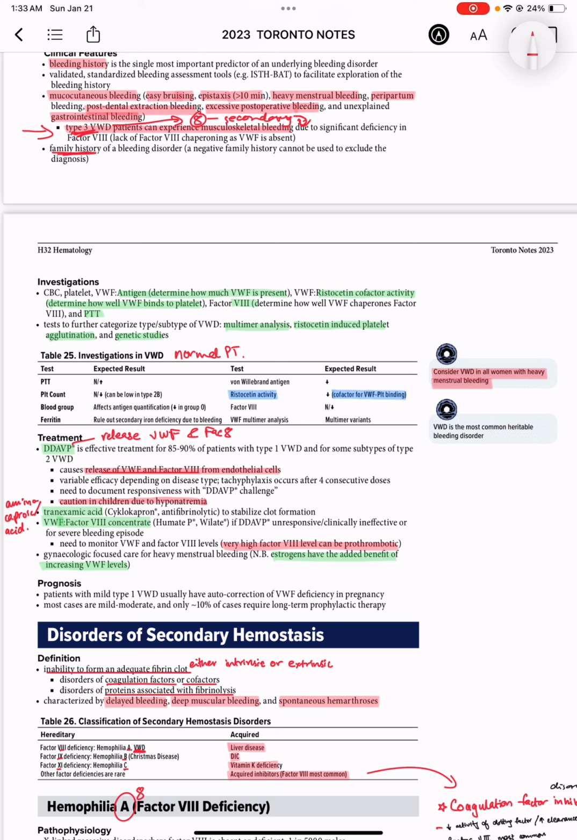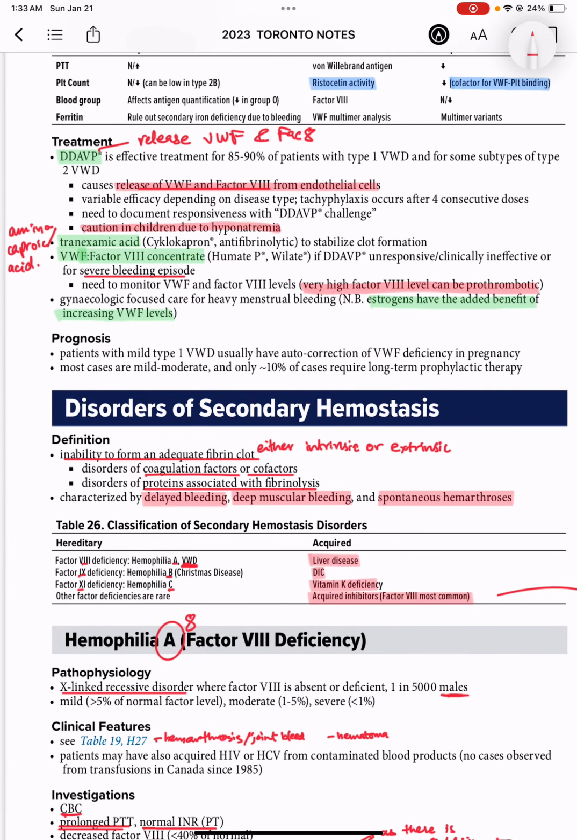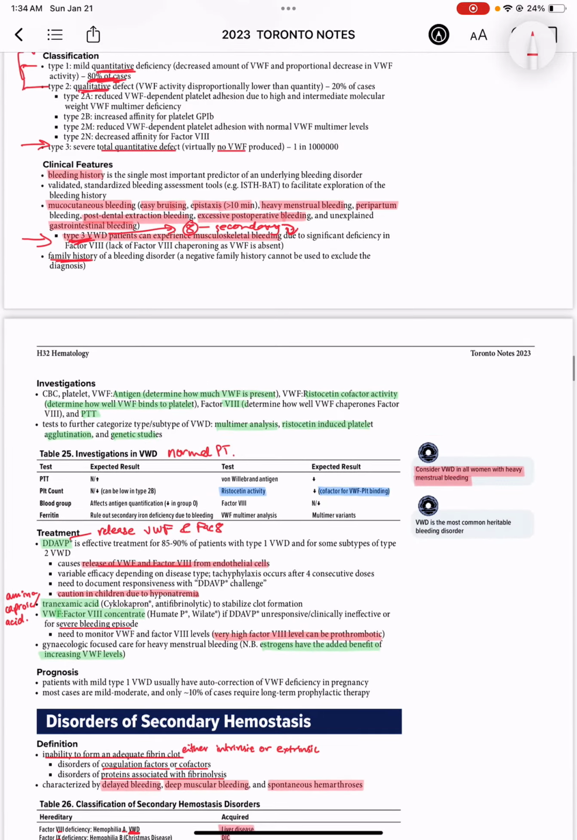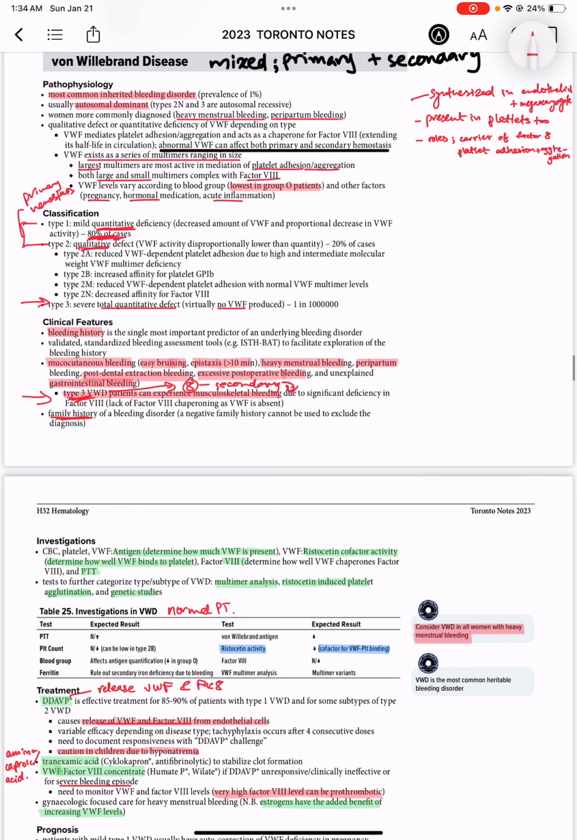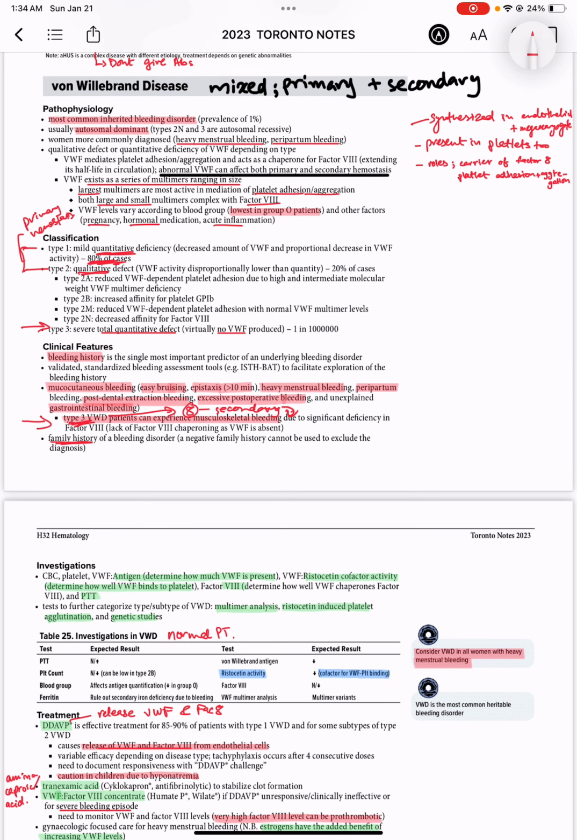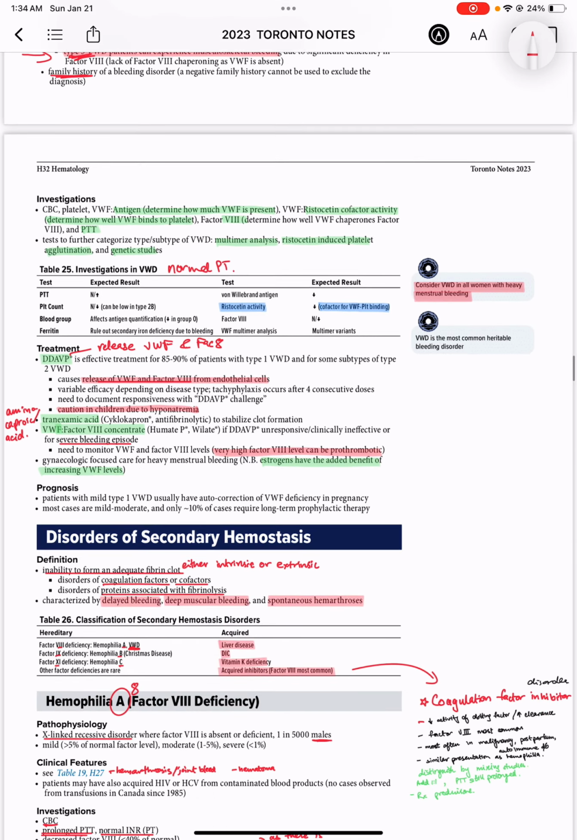Other than that, we can go with tranexamic acid, as it is an antifibrinolytic. We can also go with von Willebrand factor and factor 8 concentrate directly if desmopressin is unresponsive or clinically ineffective for severe bleeding episodes. So if there is a severe bleeding episode and desmopressin is not working, we can go directly with the concentrate. We need to monitor VWF and factor 8 levels because very high factor 8 levels can be prothrombotic and can lead to a thrombotic state, right? But right now with von Willebrand disease, it's just bleeding; we're not talking about thrombosis here.